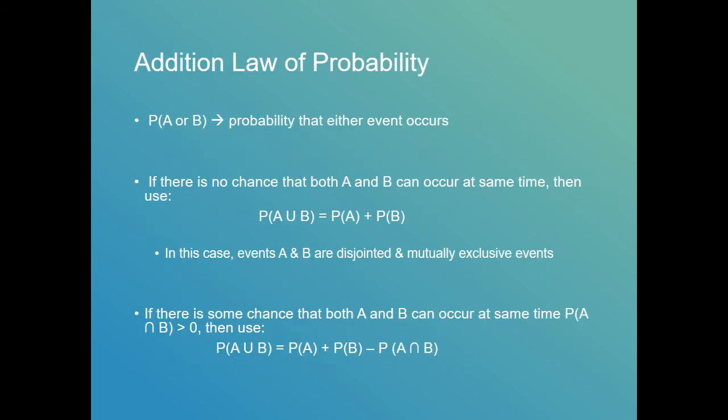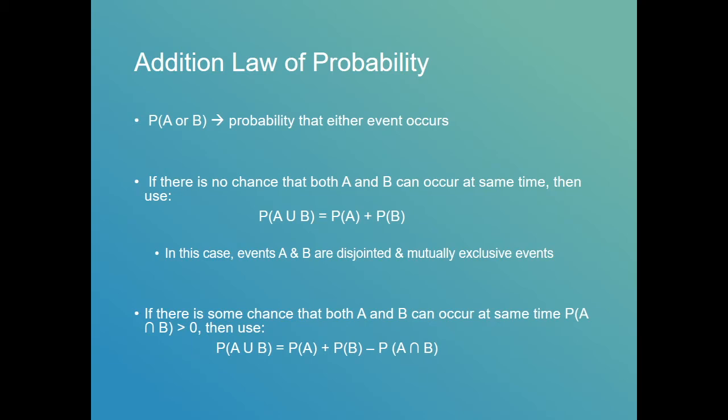The addition law of probability is the probability that either event A or event B is going to occur. There's two formulas for the addition law of probability. One is if there's no chance that both event A and event B can occur at the same time, and the other is if there is some chance that both A and B can occur at the same time.